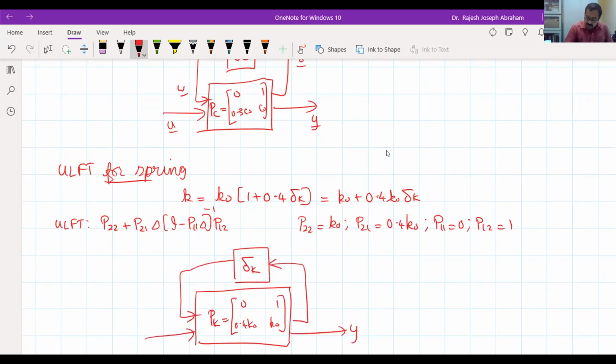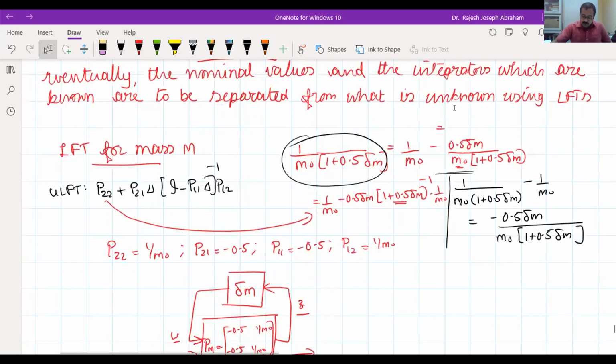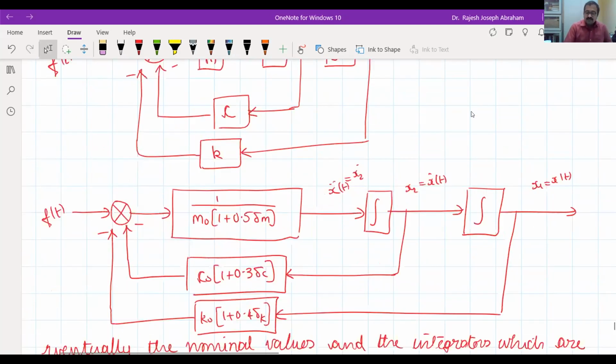This is Y, this is Z, this is U, and this is W. Okay, so we have expressed all the parameters which had perturbations as separate LFTs. Now what next? Instead of this block diagram, we have to put the LFT blocks here. To correspond to mass M, we will put the LFT for mass M here.